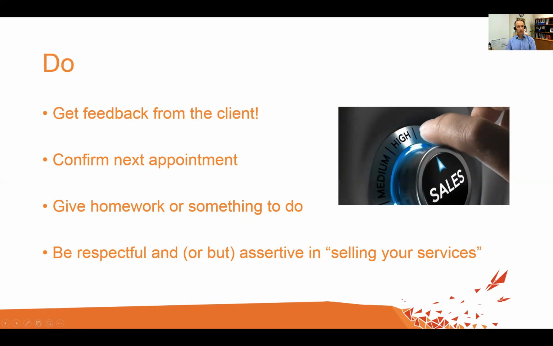Confirm the next appointment. That's just good sales practice. We are definitely in sales, even though you think you're in mental health and in counselling, you're in sales. We're all in sales, especially if you're in private practice and you don't get any Medicare rebates, which most counsellors don't. It's good to try and ensure that your client comes back. So just presuppose they will. When would you like to book your next session? Make sure they keep coming back.